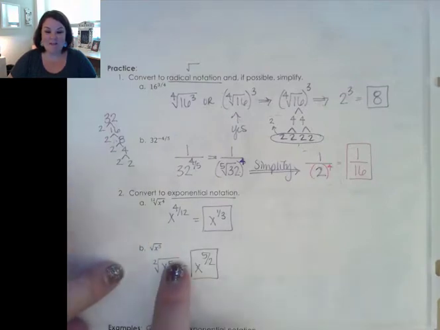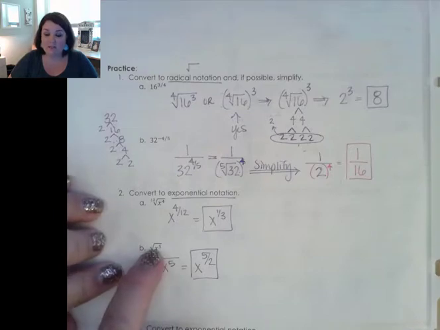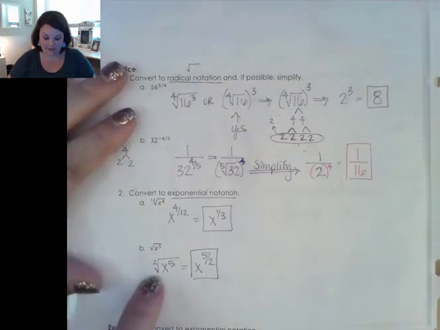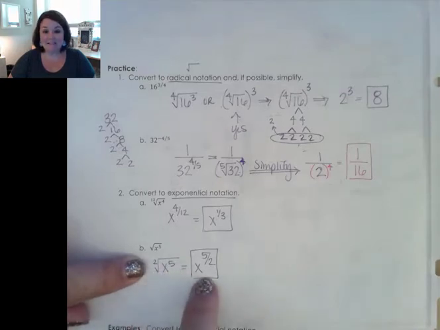Okay. Same thing on B. Notice here there's no little index number written there. So when there's no index on a radical, it's an implied 2 because it's an implied square root. Okay. So I went ahead and wrote it with the 2 in there. So my power is 5, my root is 2. So we can write this as x to the 5/2. Okay.